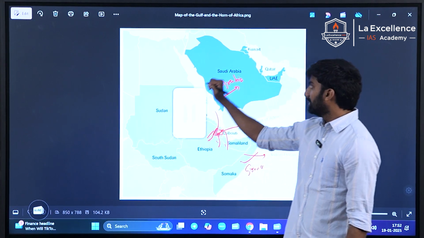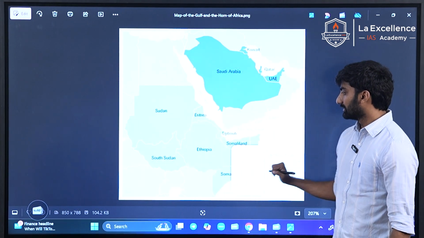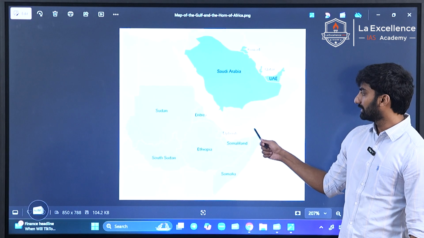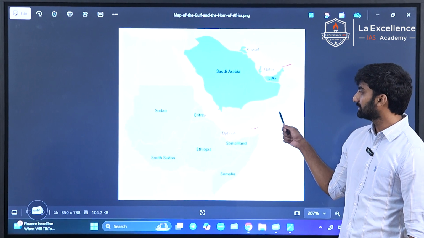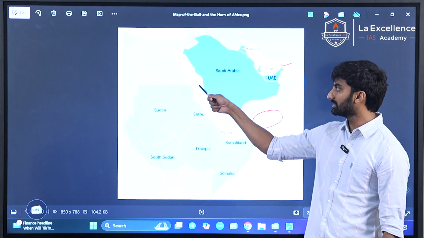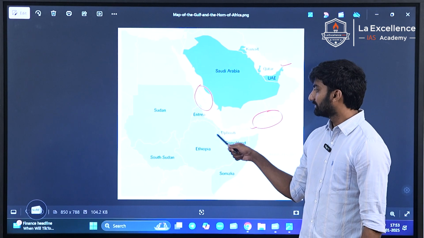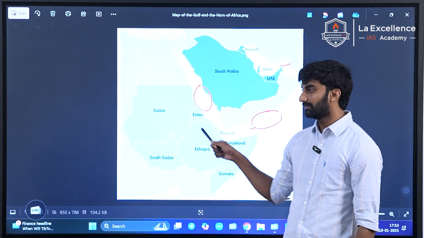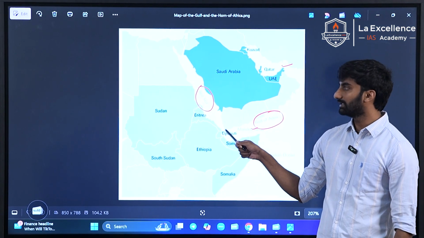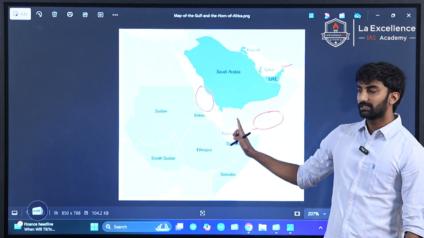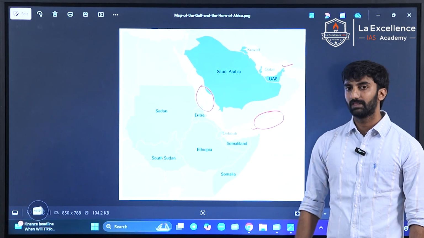So these are all very important facts related to this region. So we have studied Bab el-Mandab Strait, we have studied Strait of Hormuz, we have studied Gulf of Aden bordering countries, Red Sea bordering countries, we have studied Horn of Africa, Great Horn of Africa, Afar Triangle and related issues. So this is it with respect to this region. Thank you.